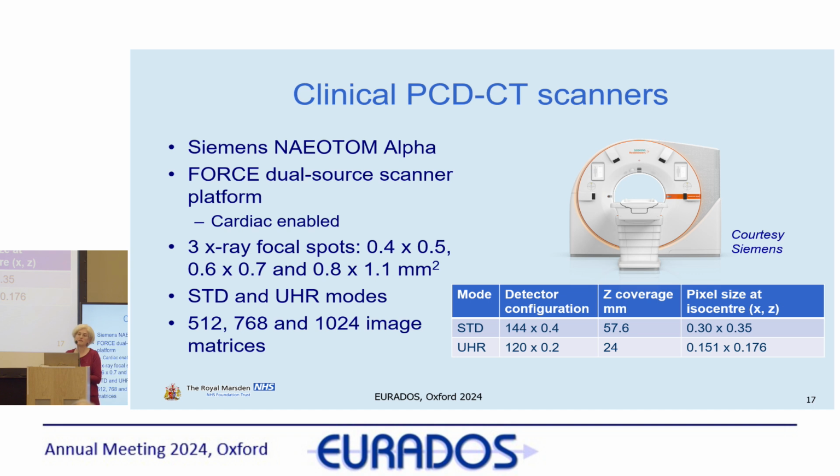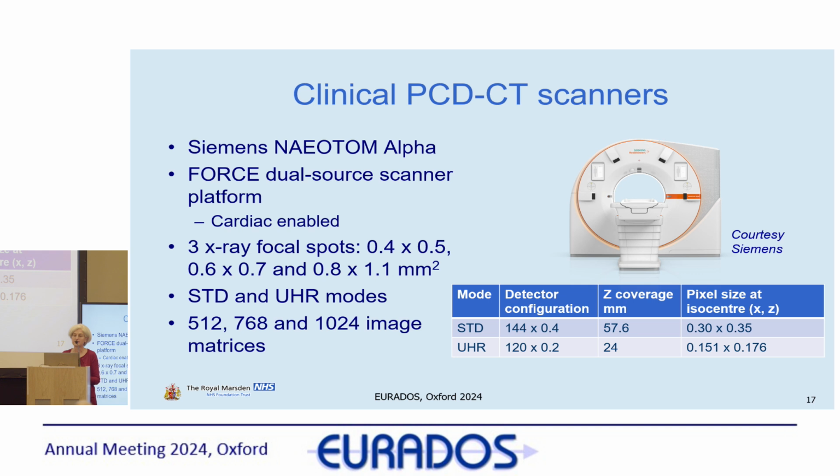At this moment in time, we have one clinical photon counting CT scanner. That's the Siemens Naeotom Alpha. For those of you who are familiar with the fleet, this is a Force dual source scanner which is cardiac enabled. It has got an X-ray tube with 3 focal spots which are exquisitely small, and the detector is set up so it can be worked in 2 ways.